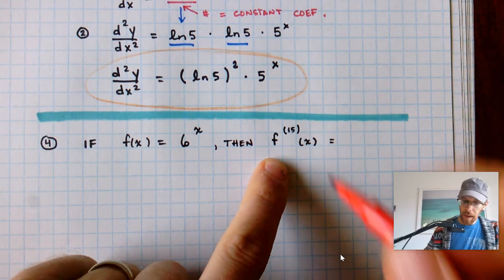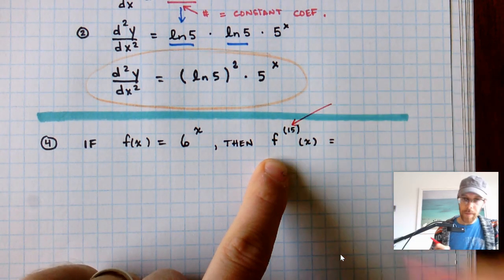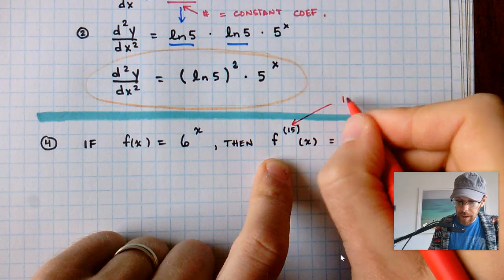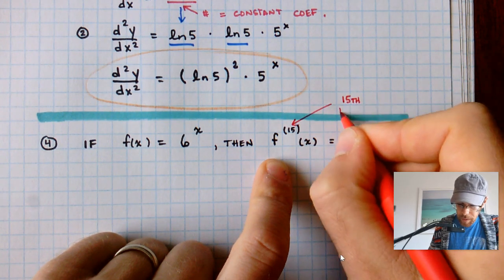See that 15 there? Can you guess what that means? See a 15 in parentheses? That means take the 15th derivative.